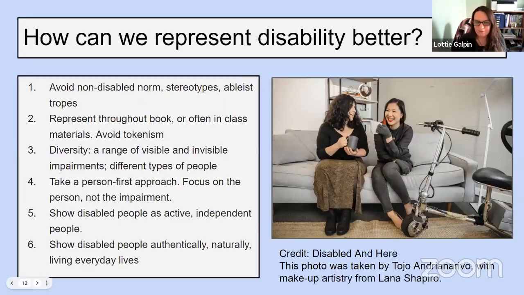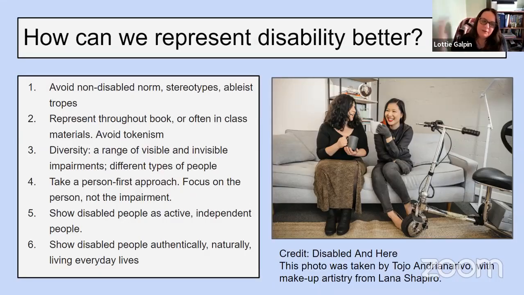So how can we represent disability better? As I've said before, we want to avoid that non-disabled norm, stereotypes and ableist tropes. We want to represent disability throughout a book, or if you're a teacher creating your own materials, try to make sure that you consistently represent disability in different ways throughout your materials, because if it just comes up now and again, it's going to start to feel tokenistic.